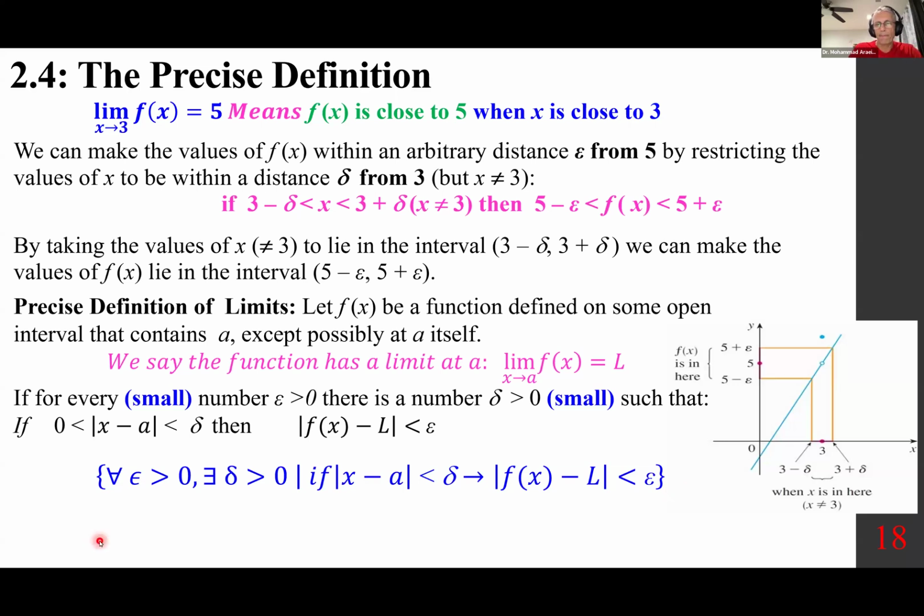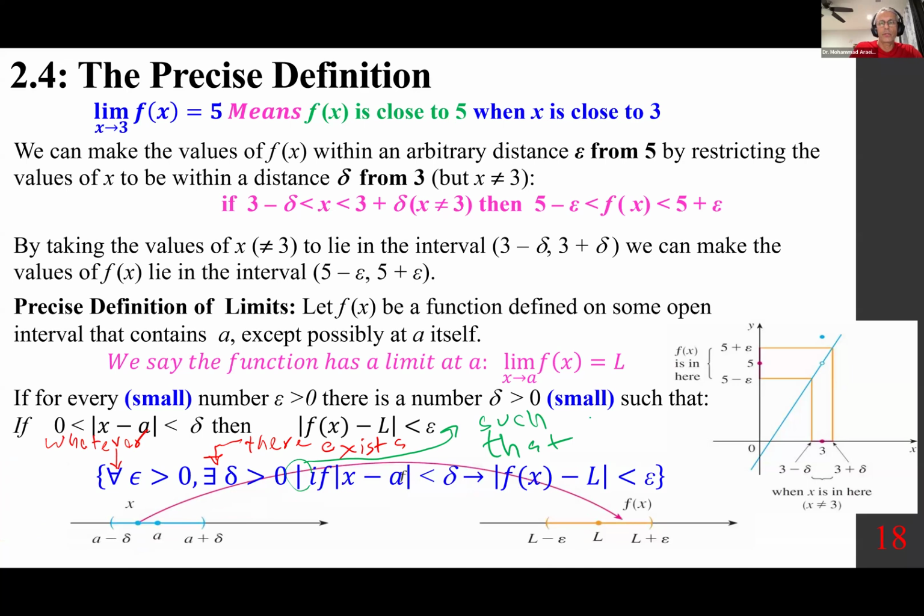So this symbol in math means there exists. And this line segment, this one, means such that.